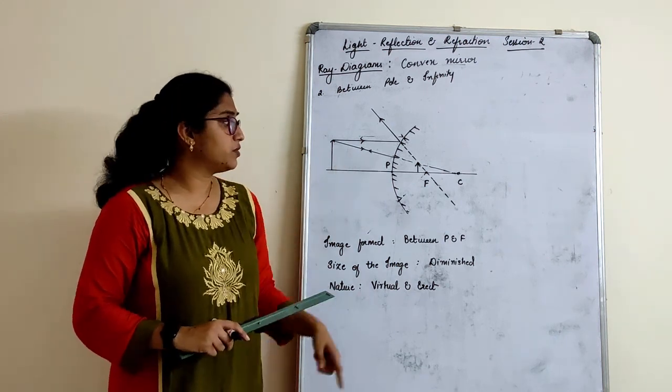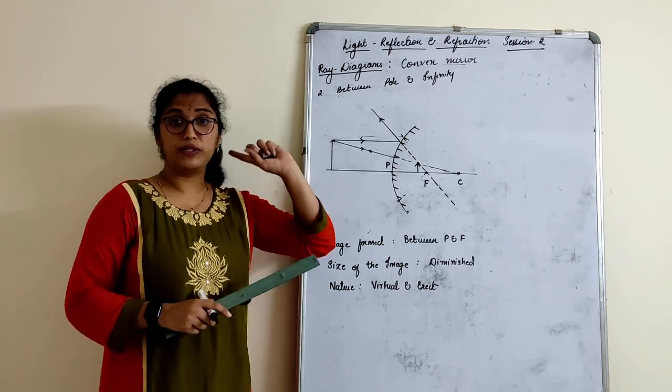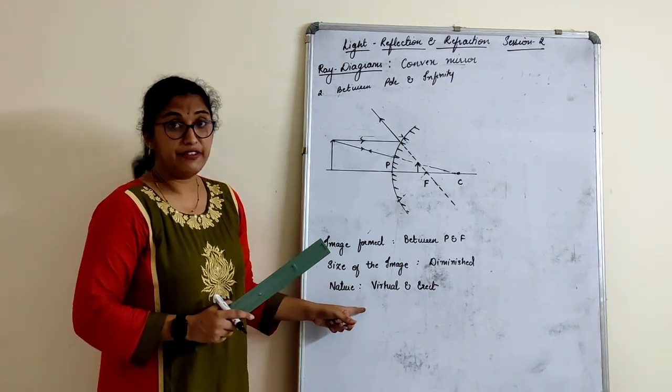This is how we draw the ray diagram for the second one for convex mirror. Right? As per the rule, we have applied it here. So, do the similar things what I have told you in the previous one. Apply it for this also. And these three are very important.